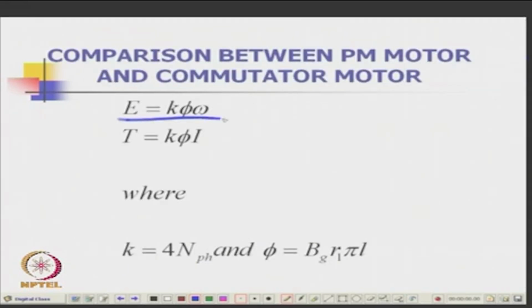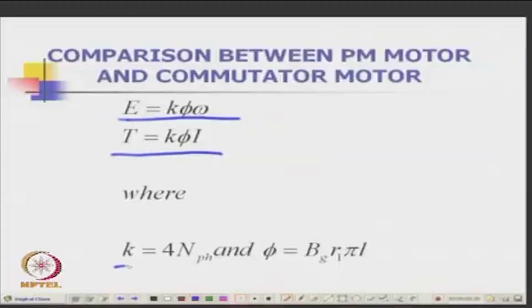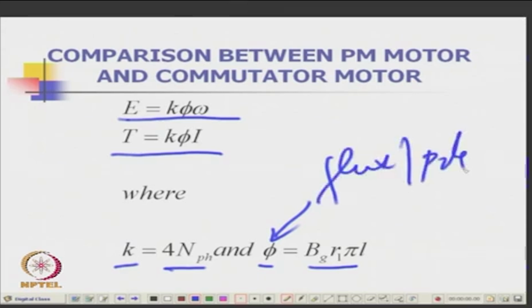So, E is k phi omega and T is k phi I. I think this is typical of any DC machine. I is the current that is pumped into the windings through the converter, from the battery or DC source. That is the peak value. So, K is 4 N phase and phi is Bg R1 pi L, the flux per pole, and this is a constant. So, you have K phi omega as the voltage and K phi I as the torque.